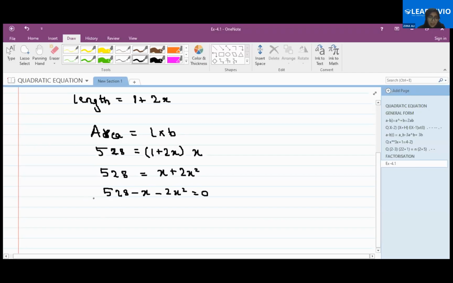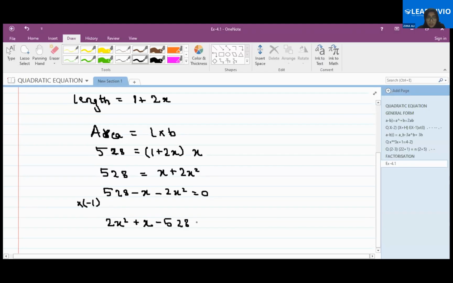If you multiply the equation by negative 1 on both sides, would it affect the values? No. So minus 2x square into minus 1 will give you plus 2x square, and minus x into minus 1 will give you plus x, and minus 528 is equal to 0.